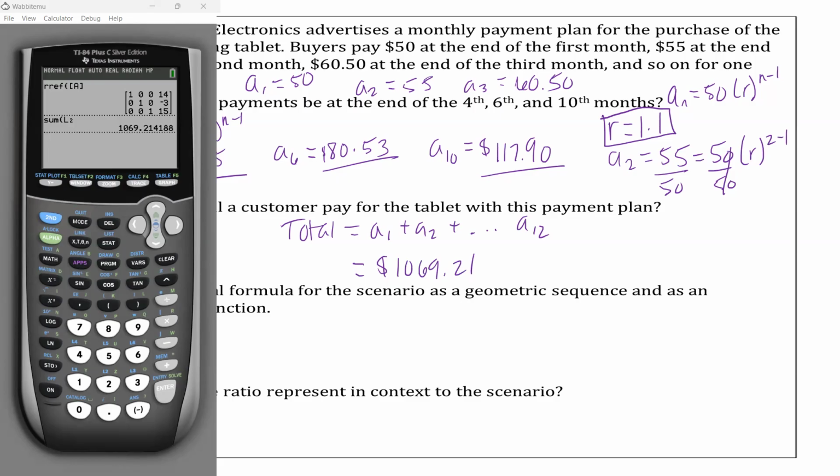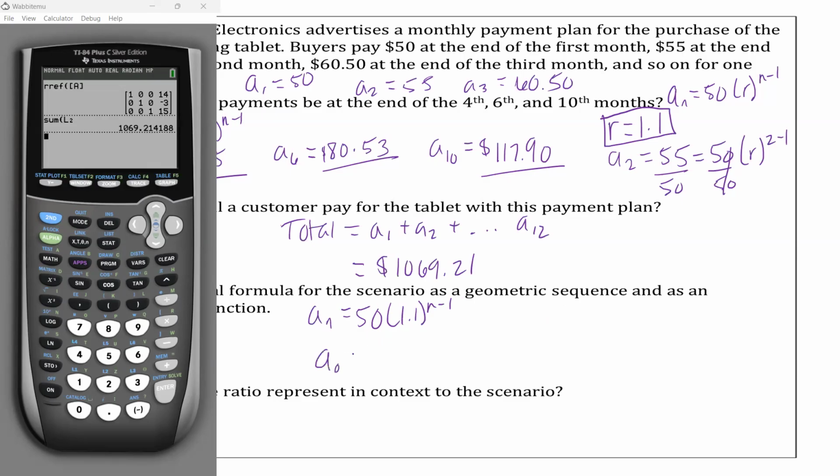So then the next thing that we're going to do here, it says, write a general formula for the scenario as a geometric sequence and as an exponential model. So our geometric sequence, from my understanding, is that it's okay for our geometric sequence to just have A sub n, like A sub n equals 50 times 1.1 to the n minus 1. For our function model, I think it wants us to get a little more professional with it, meaning that we're going to find our A sub 0 and write it as our function model.